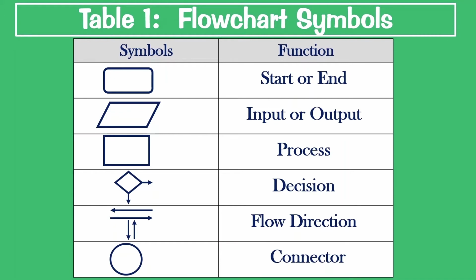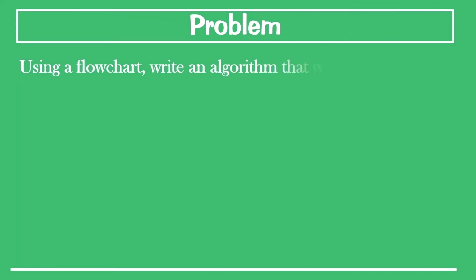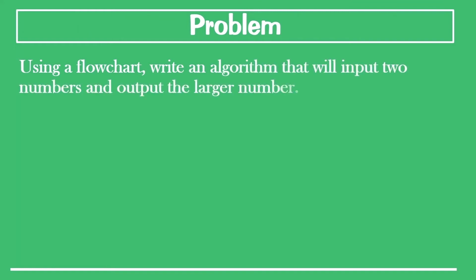Now, viewers, let's write an algorithm using a flowchart. First, we'll start with the problem. Write an algorithm using a flowchart that will input 2 numbers and output the largest number. Find the largest number between the 2.